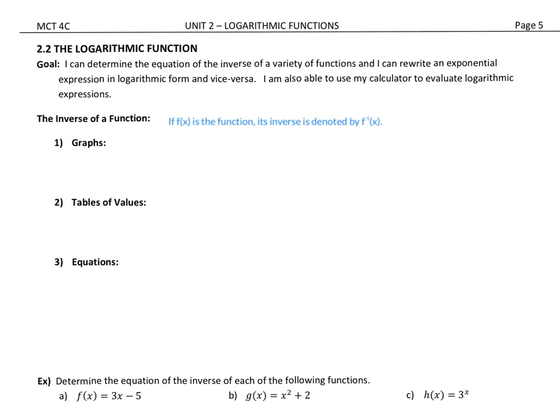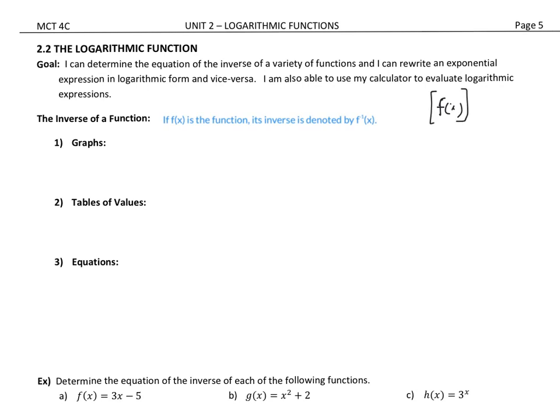So there we are. So if f at x is the function, its inverse will be denoted by f, the inverse function of f. And so that has a negative 1, not to be confused with, and I'm going to use my pen for this, not to be confused with f at x to the negative 1.